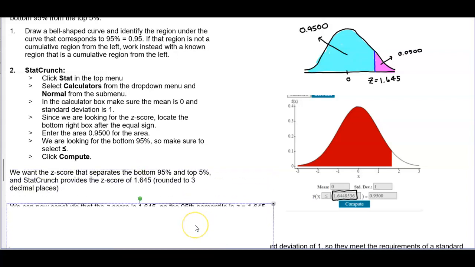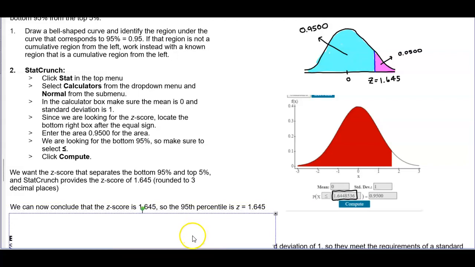Again, we want the z-score that separates the bottom 95% and the top 5%, and StatCrunch provides the z-score of 1.645, rounding to 3 decimal places. We can now conclude that the z-score is 1.645, so the 95th percentile is z equal to 1.645.